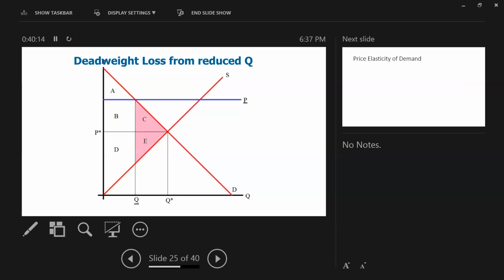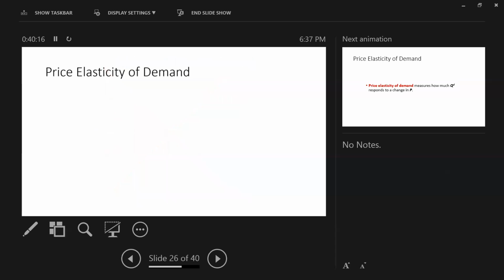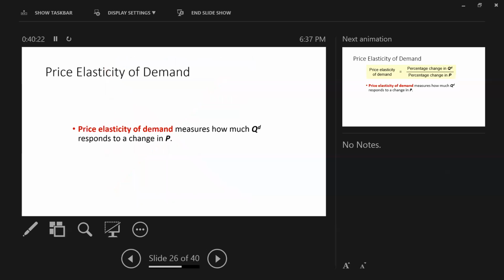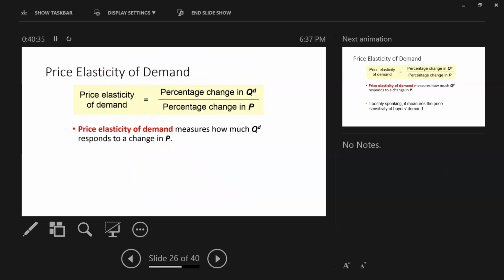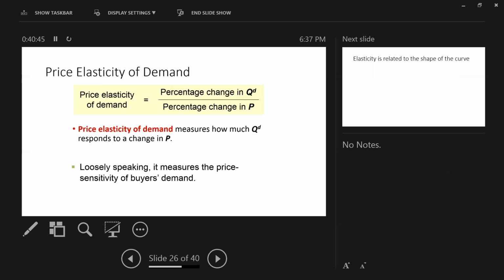Okay, so to wrap up, I wanted to jump back and talk about this idea of price elasticity of demand, which was really a measure of how sensitive buyers are in terms of how they respond to changes in prices. So the way we're going to measure the price elasticity of demand is measuring the percentage change in the quantity demanded, the percentage change in the volume of trade that results from a percentage change in the price of a good. So again, loosely speaking, this is a measure of how price sensitive buyers are in a particular market.